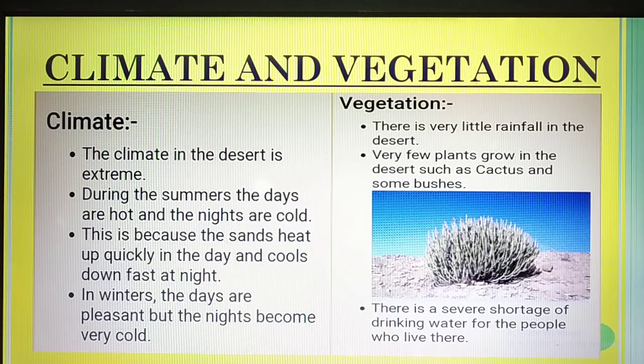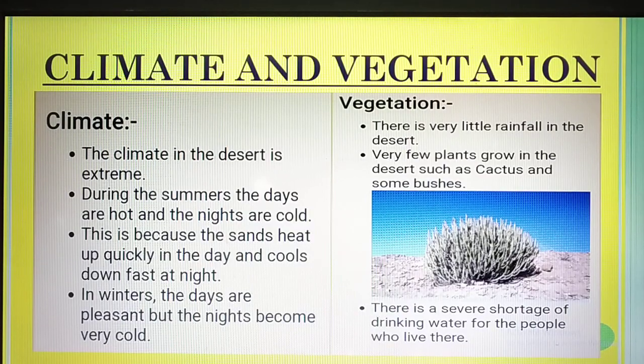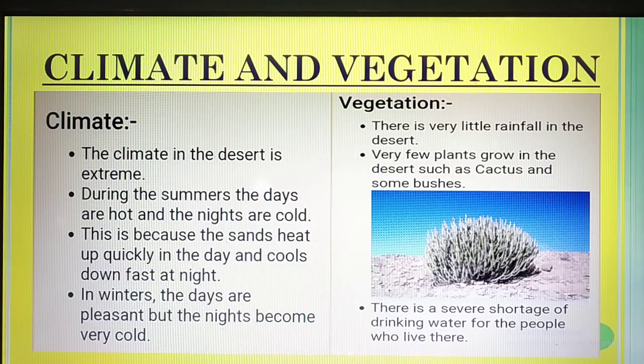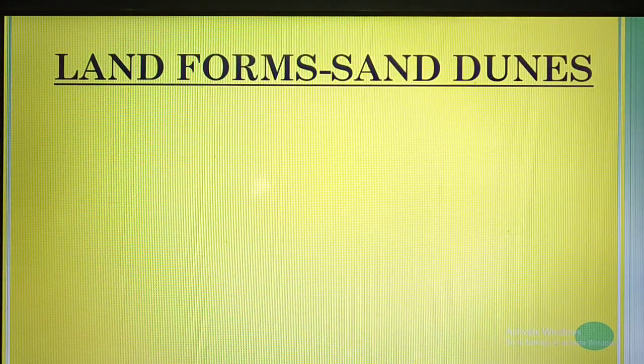Vegetation. There is very little rainfall in the desert. Very few plants grow in the desert, such as cactus and some bushes. There is a severe shortage of drinking water for the people who live here.